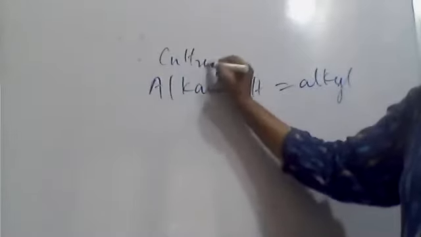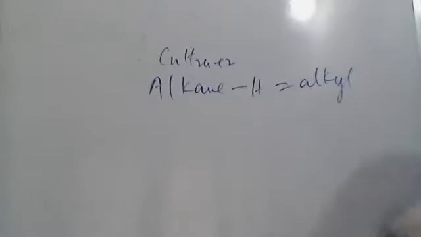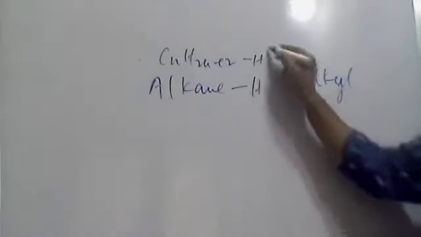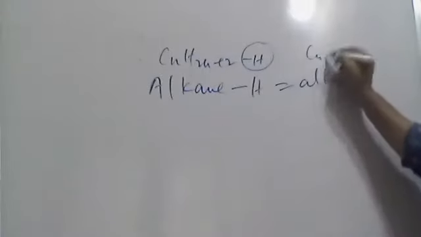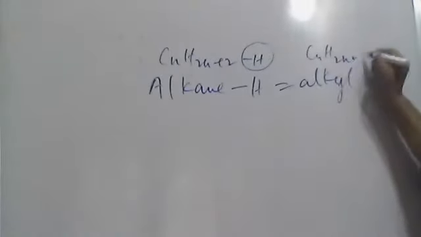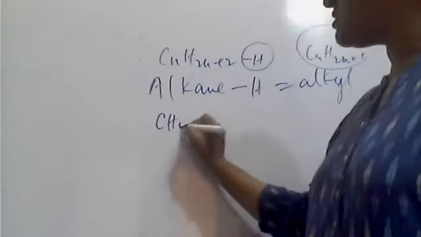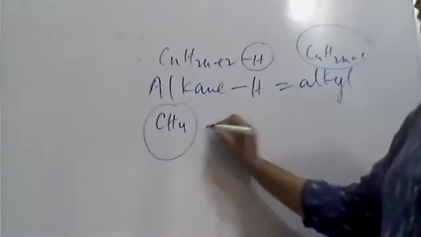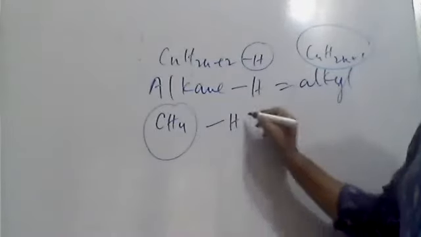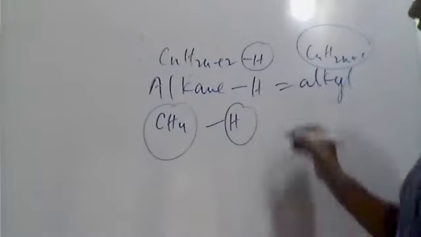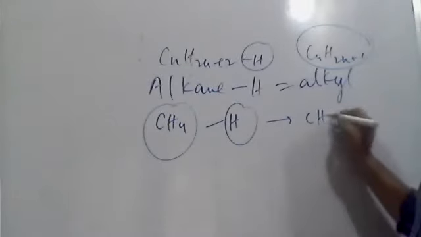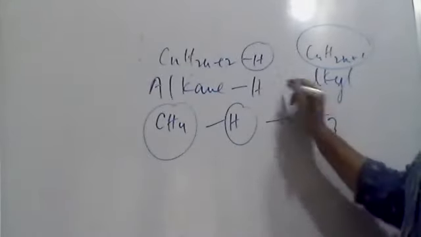CnH2n+2 is alkane. Remove one hydrogen. So what do you get here? CnH2n+1. The simplest alkane, simplest means smallest one, is CH4. From methane, CH4, remove the hydrogen. What do you get, beta? CH3.